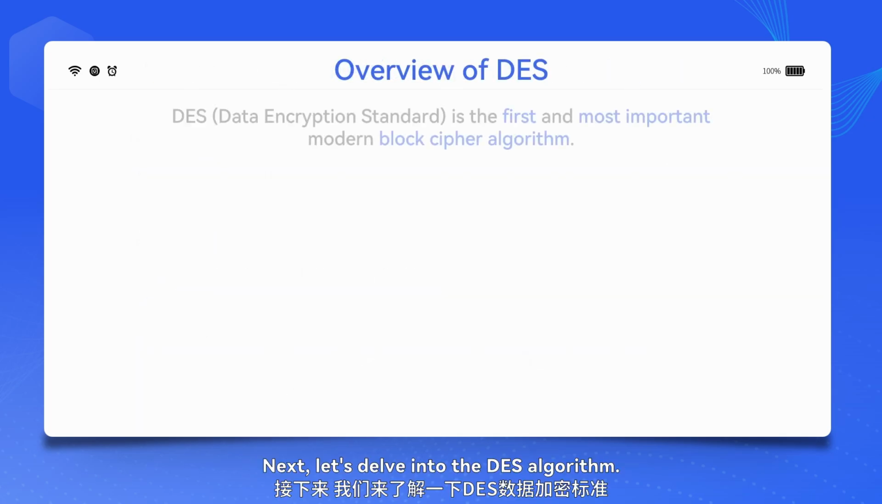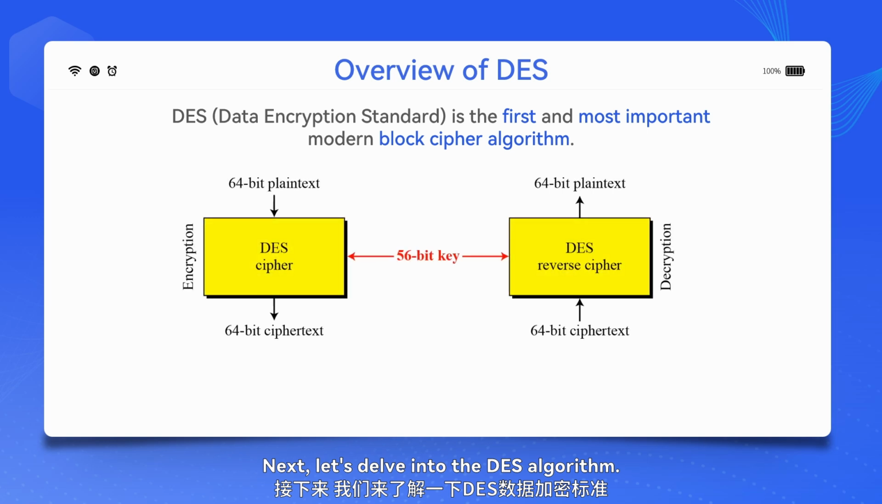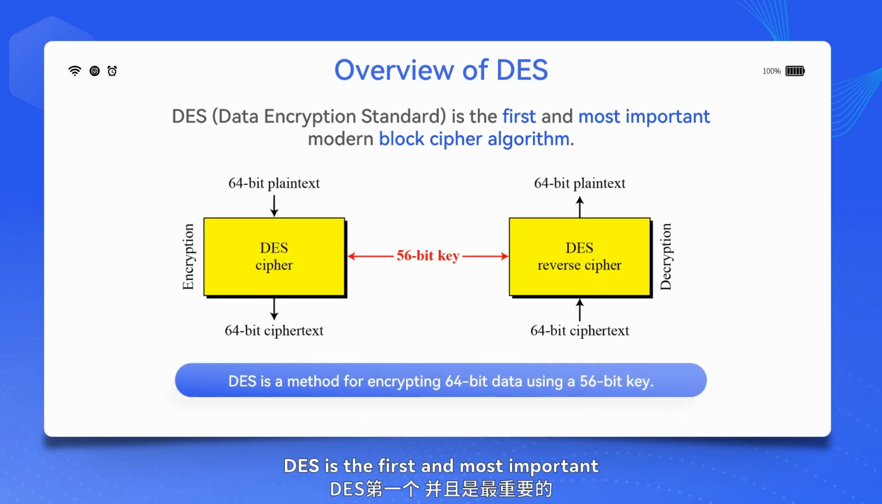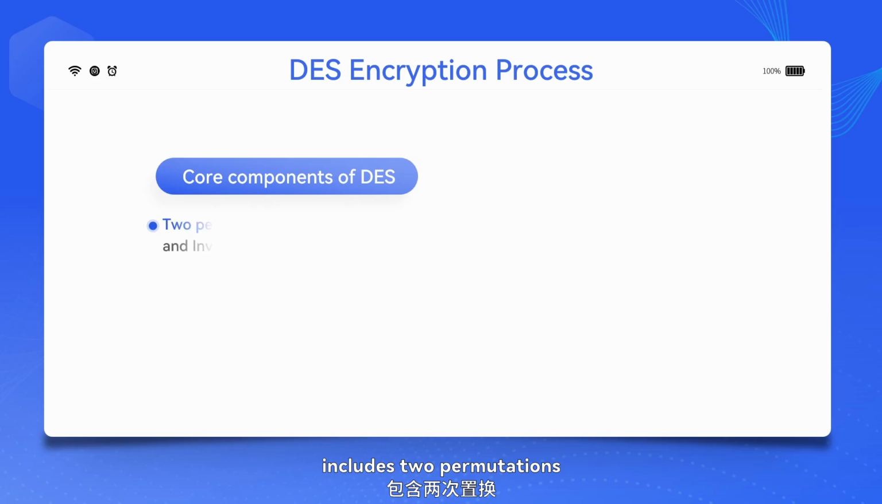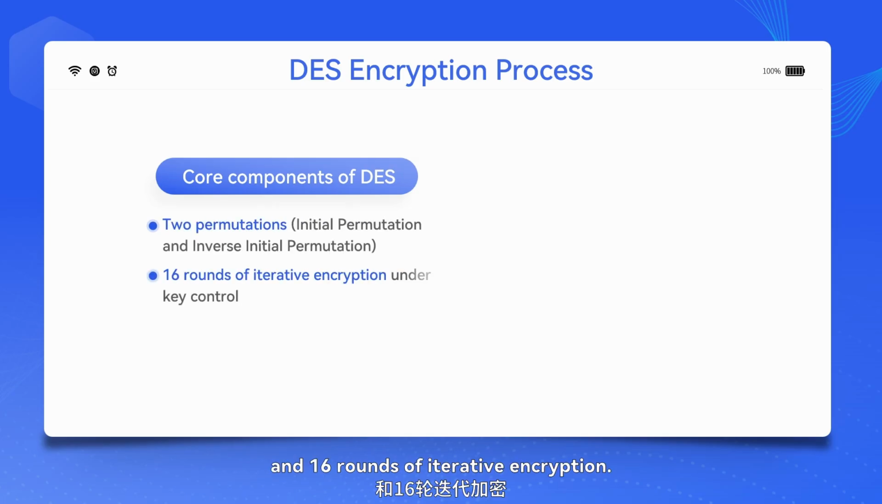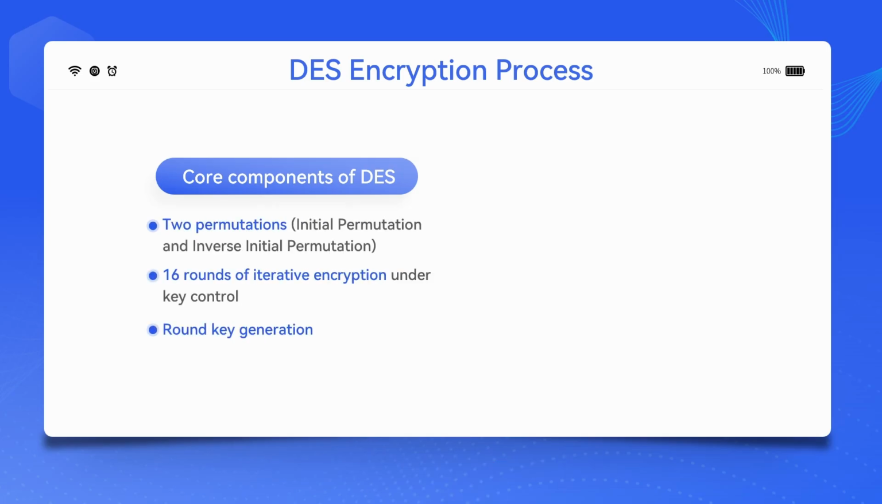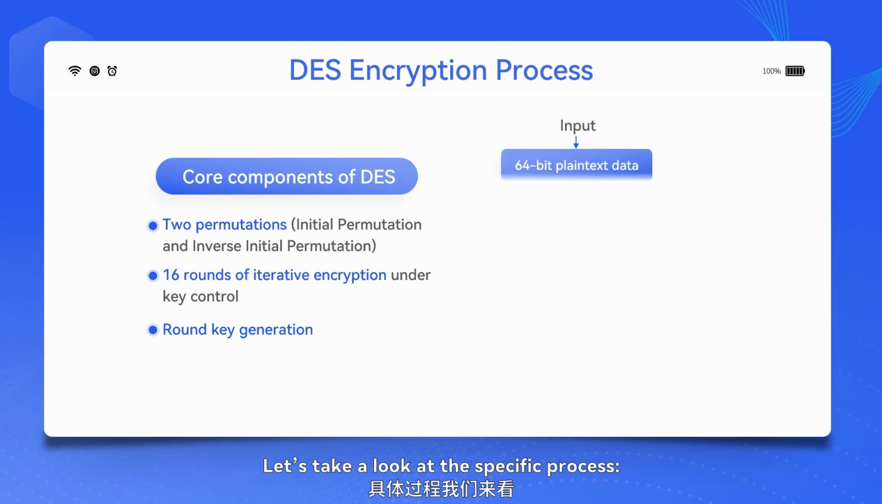Next, let's delve into the DES algorithm. DES is the first and most important modern block cipher algorithm. Its main principle is to use a 56-bit key to encrypt 64-bit data. The main encryption process includes 2 permutations and 16 rounds of iterative encryption. Let's take a look at the specific process.